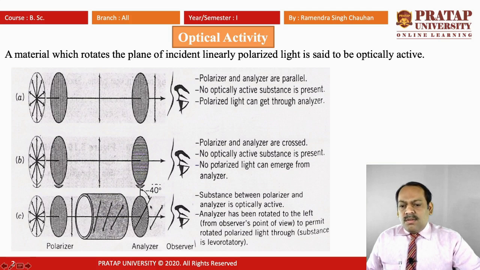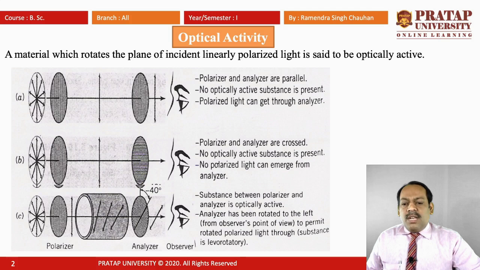In the third case, what we do is we put an optically active substance in between the polarizer and analyzer. Now in this case, when you are observing, you can see some light. So why was this light seen by us? Now if we rotate this analyzer by some degree, then at some angle we will find that the light is blocked.